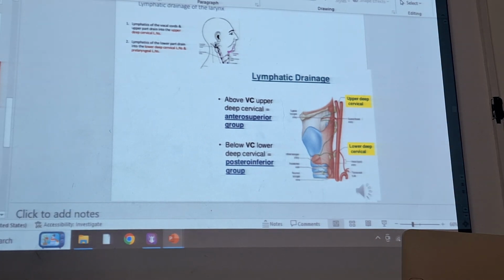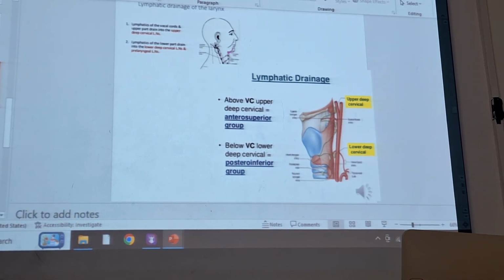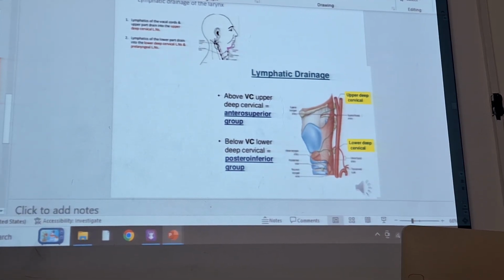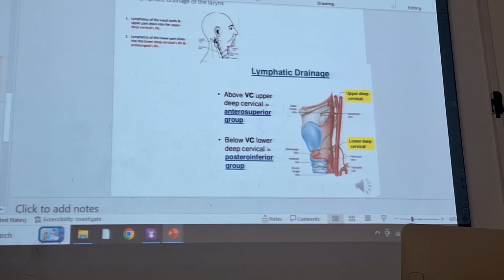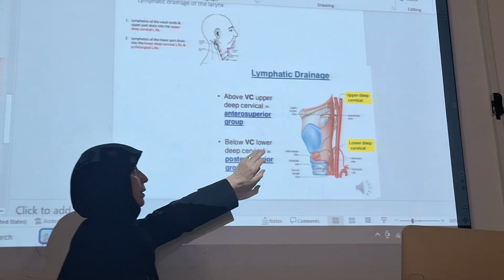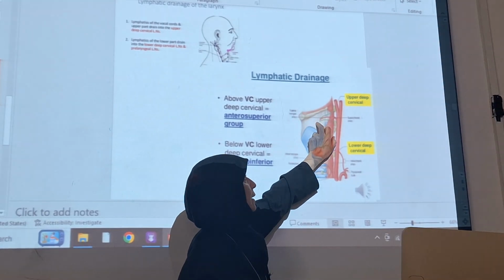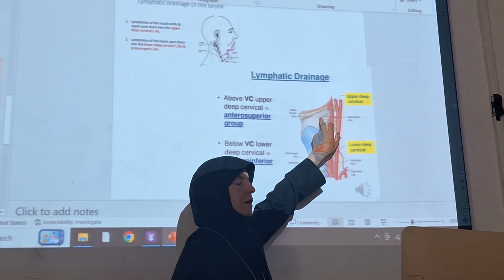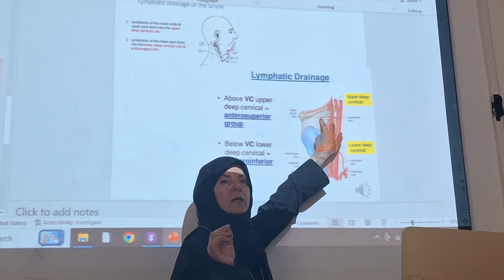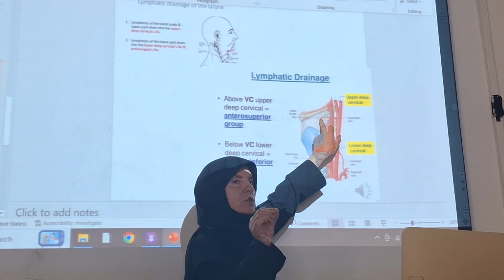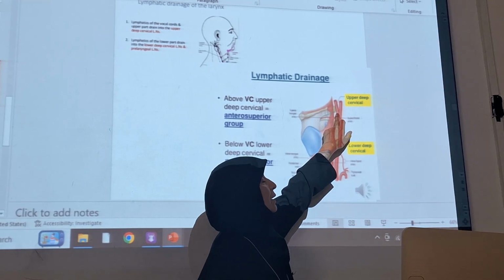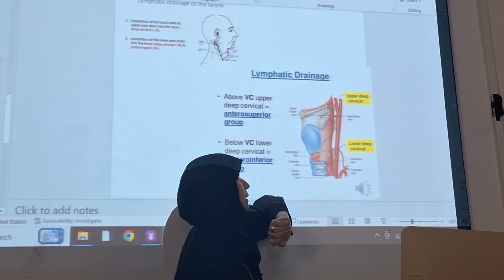Which artery is passing through a foramen inside of the thyrohyoid membrane? The thyrohyoid membrane on each side has a foramen. An artery is passing here. What's the name of this artery? Superior laryngeal. It is a branch of the superior thyroid artery.